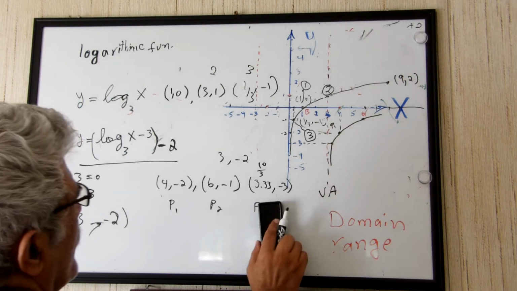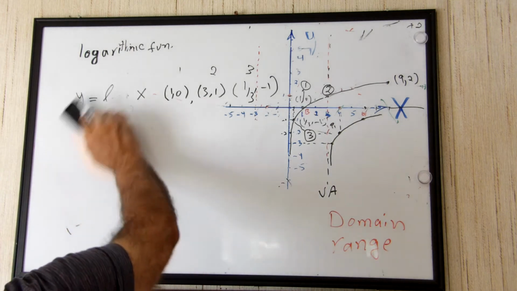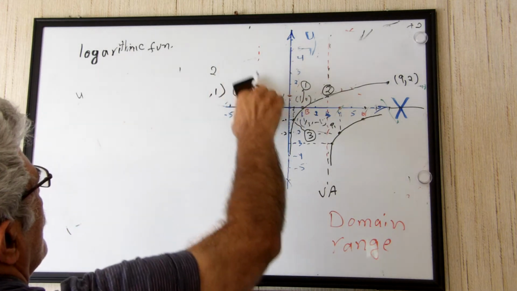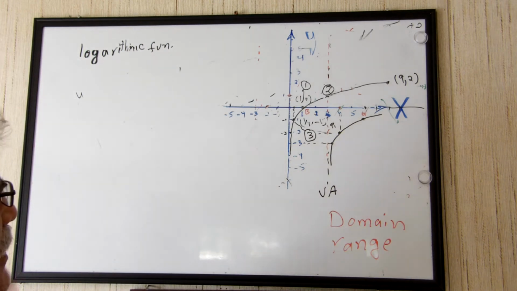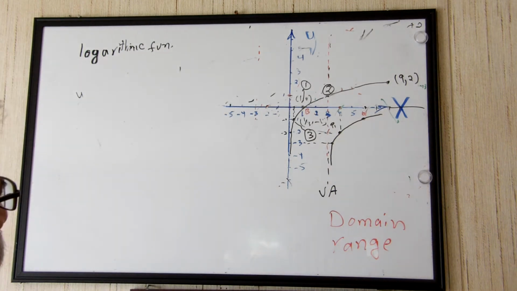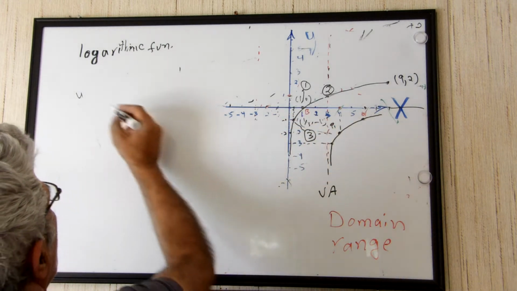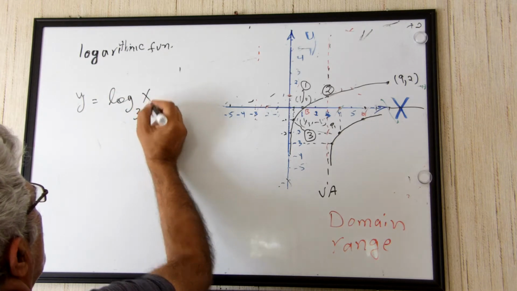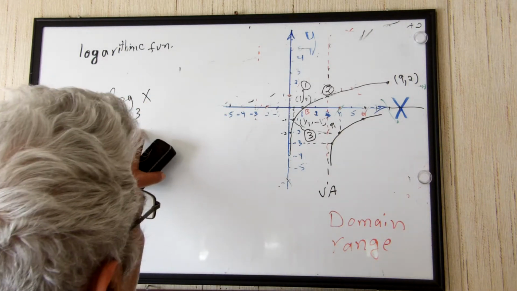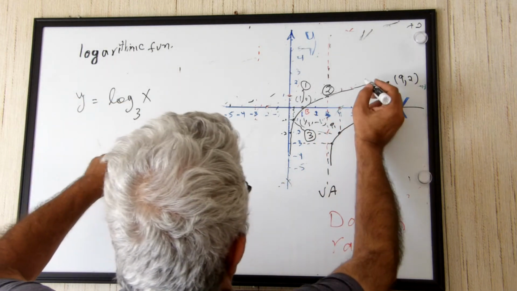So let's have another example. Oh, let's talk about the domain and range. You know, for this one, which was y equal to log of x to the base 3, which was this one.